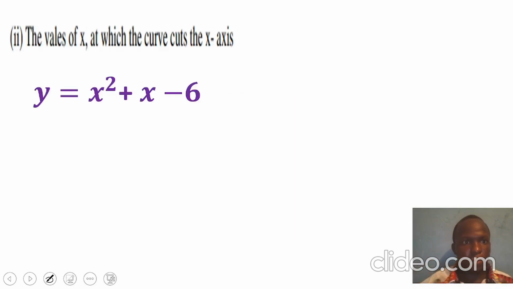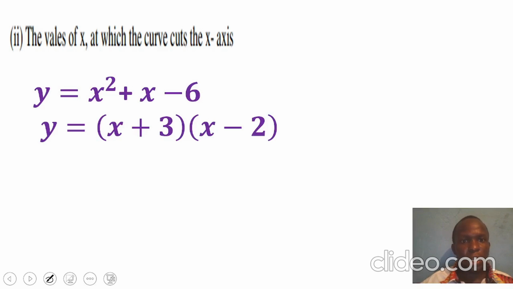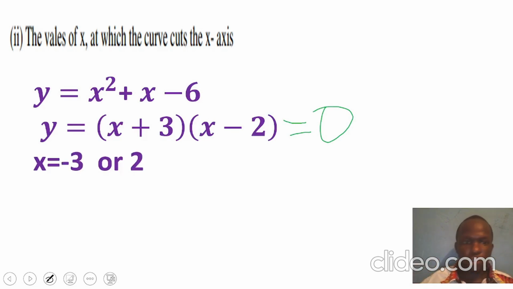And now y is equal to that. That one is equal to 0. After equating it to 0, we can now get the values of x. x is minus 3 or 2, maybe using the factorization method. Okay, let us go to the next part of the problem.